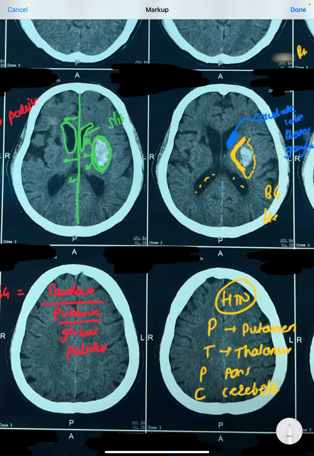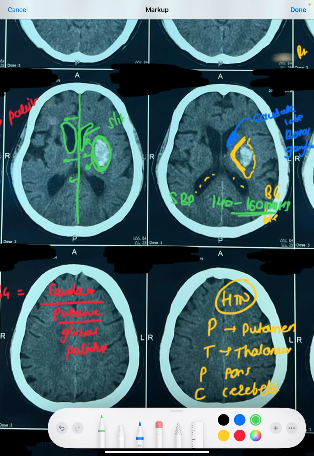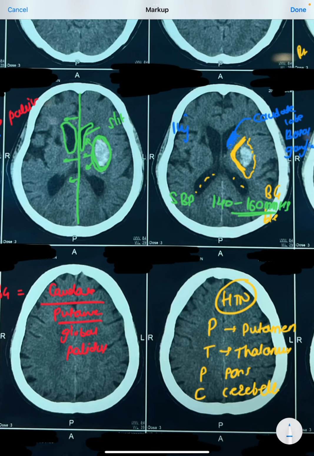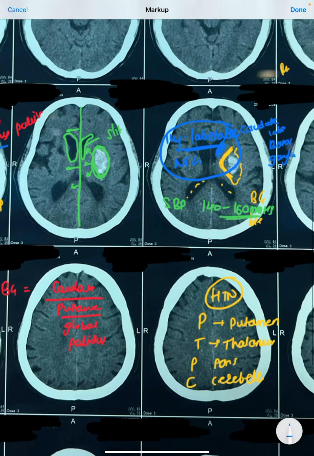So this is not an indication of surgery. Here, the systolic blood pressure has to be controlled. It has to be between 140 and 160 millimeters of mercury. It can be done using an infusion of injection labetalol, or injection NTG, but most of the time injection labetalol is preferred.